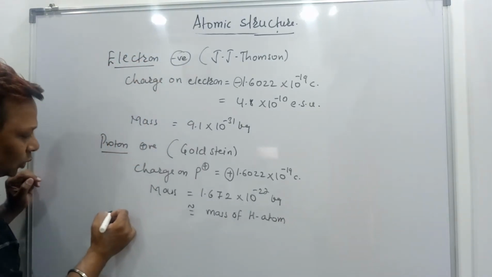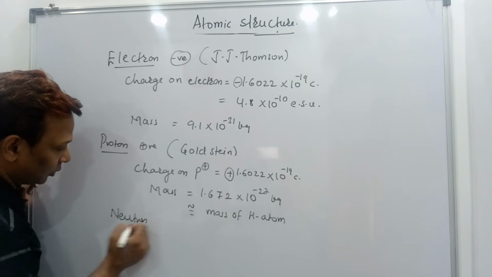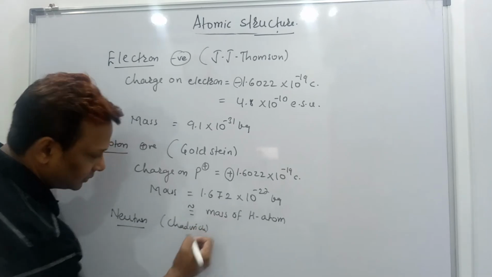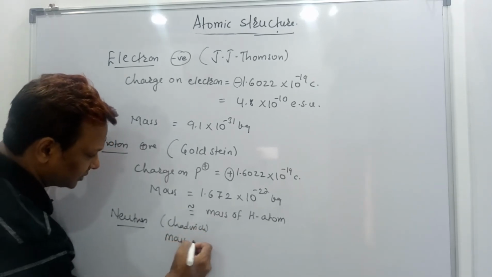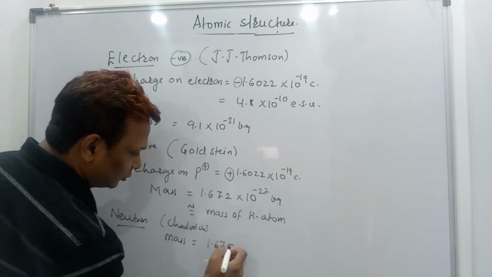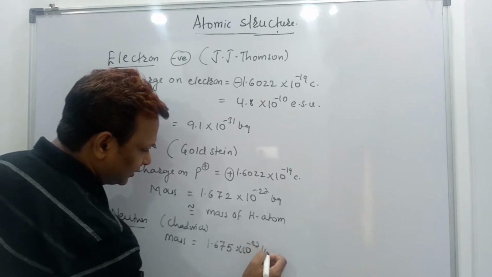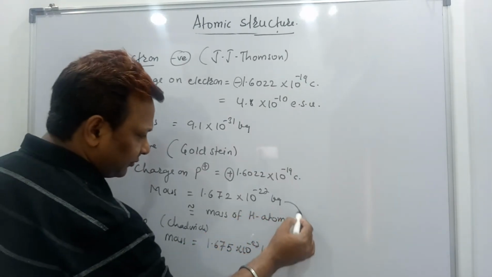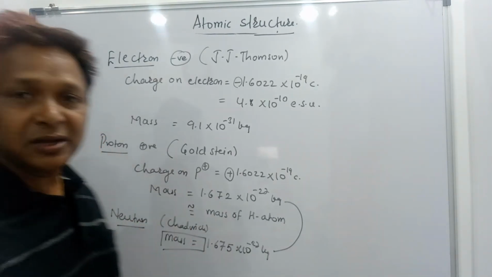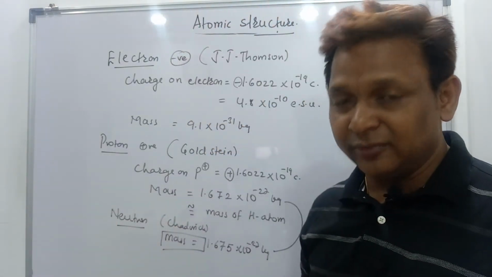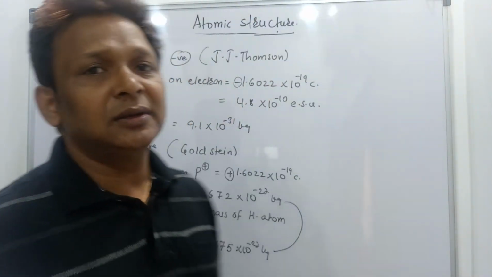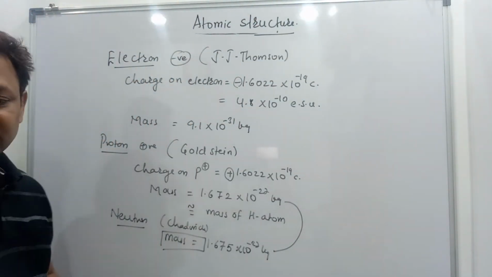Next is the neutron, which is neutral with no charge, discovered by Chadwick. The mass of the neutron is 1.675 into 10 to the power of minus 27 kg. If you compare the mass of the proton with the mass of the neutron, the mass of the neutron is slightly greater than the mass of the proton. So this is what we learned yesterday.